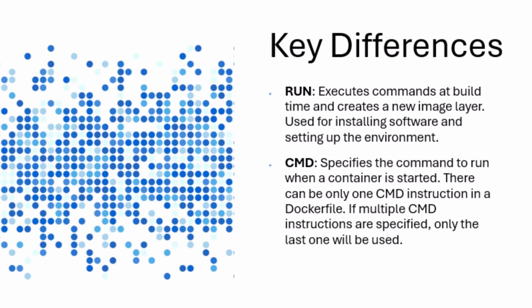RUN executes commands at build time and creates a new image layer, used for installing software and setting up the environment. CMD specifies the command to run when a container is started. There can be only one CMD instruction in a Dockerfile. If multiple CMD instructions are specified, only the last one will be used.